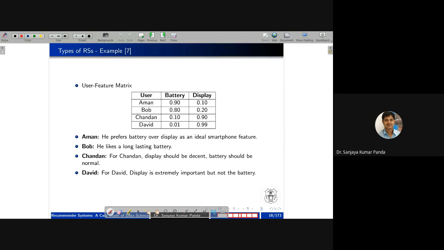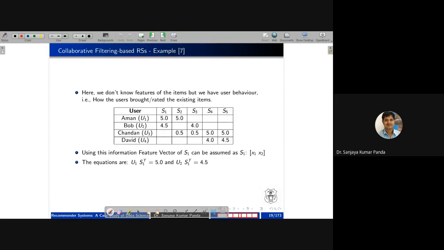So all this information is available in that matrix, which we call the user feature matrix. In the previous slide we discussed the item feature matrix, but here we focus on the user feature matrix. Now there is a third type of matrix, called the rating matrix. Here we consider 4 different users and 5 different smartphones, and we see the different ratings given by the users. So we do not know the features of the items here.